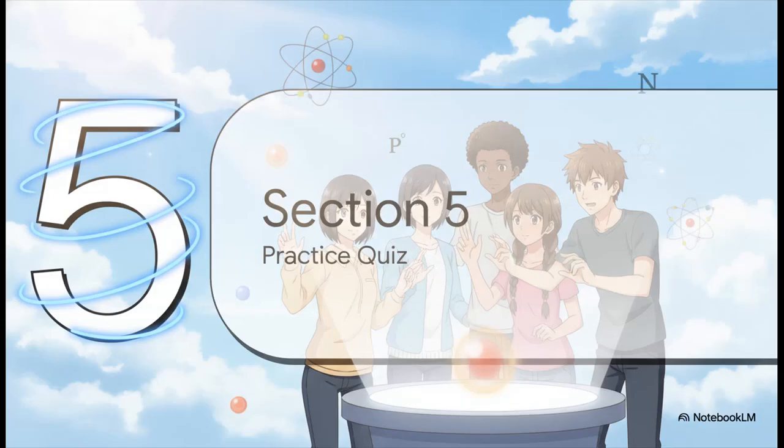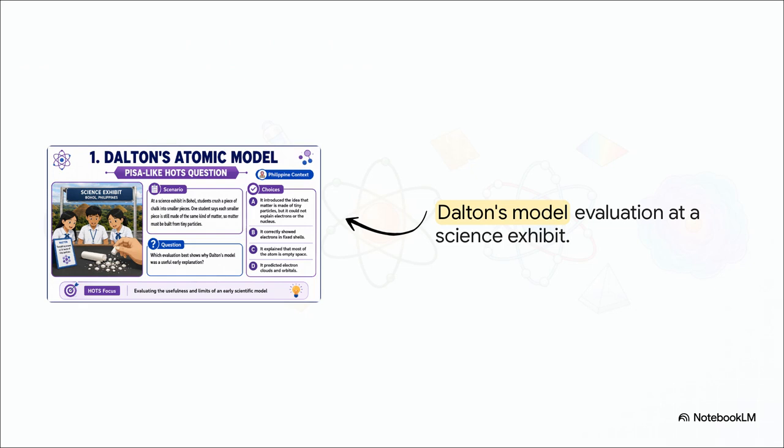Section 5. Final exam practice quiz. All right, close your notes, folks. It is time to test those higher-order thinking skills. Let's look at our first scenario. Say some students at a science exhibit in Bohol are crushing a piece of chalk into smaller and smaller pieces. One student points out that each tiny piece is still the exact same matter. Based on what we just reviewed, which evaluation best shows why Dalton's early model was a useful explanation for this?